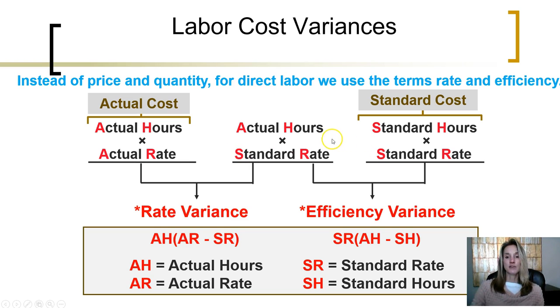Over here, the only difference between these two calculations is the actual hours versus standard hours used. Both calculate using the standard rate. So we are isolating the amount of labor hours used to produce the number of units.